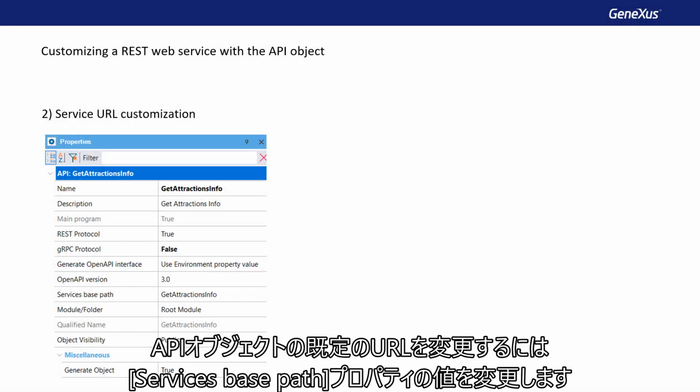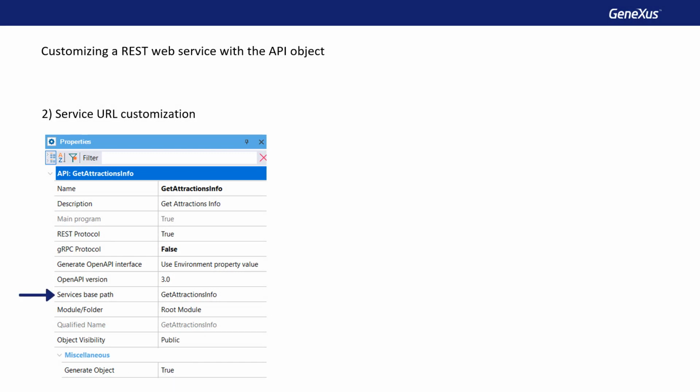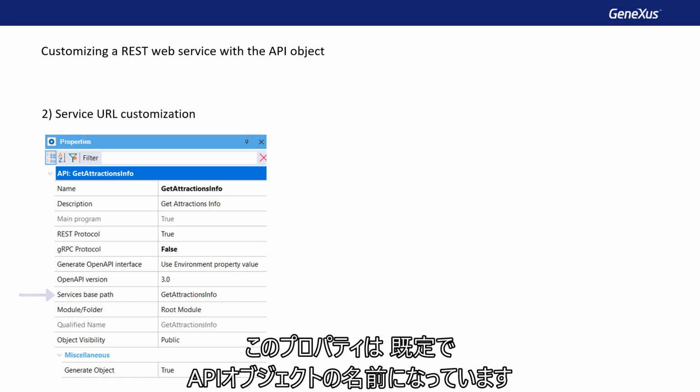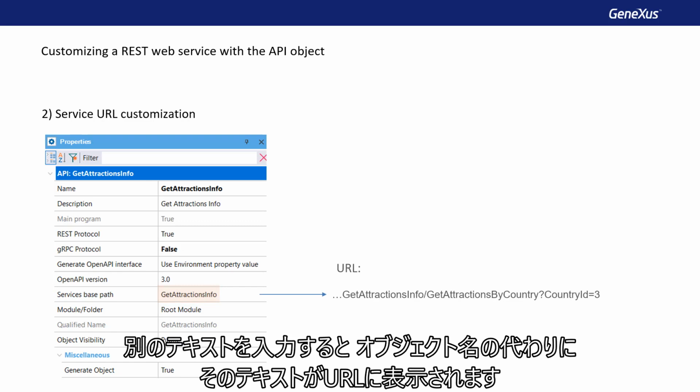To change the default URL of an API object, we can do it by changing the value of its service's base path property. By default, this property has the name of the API object. If we enter another text, that text will appear in the URL instead of the name of the object.